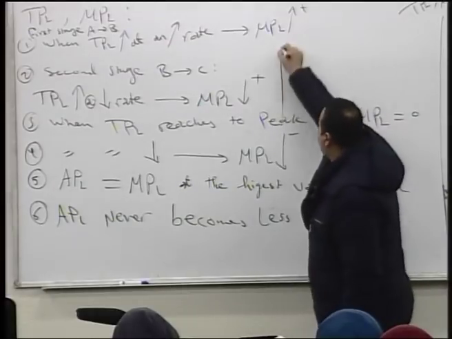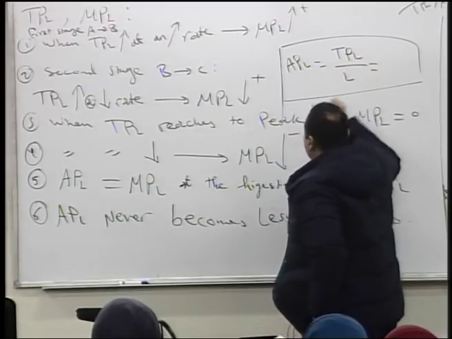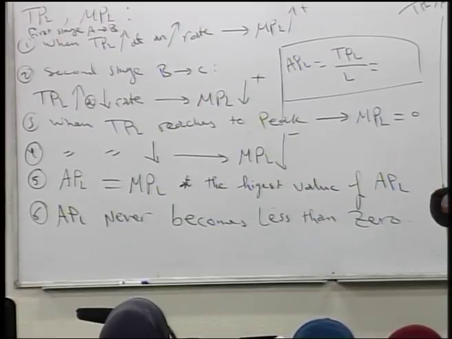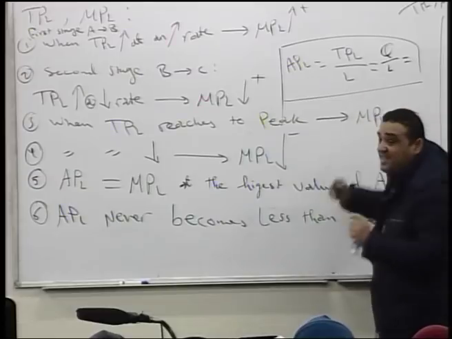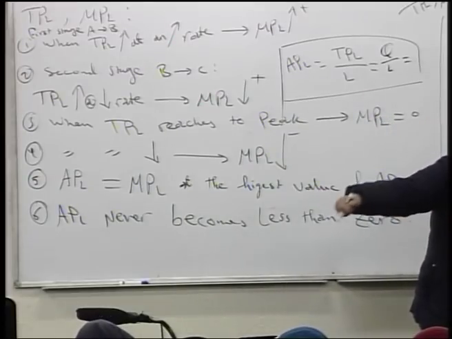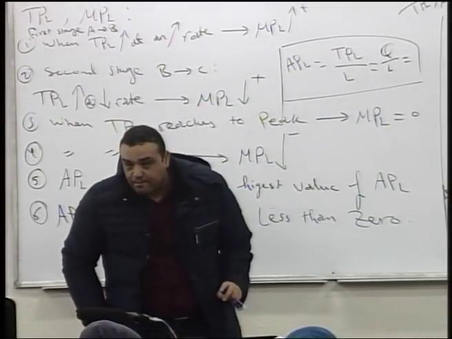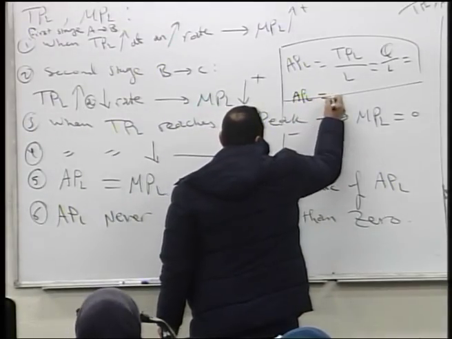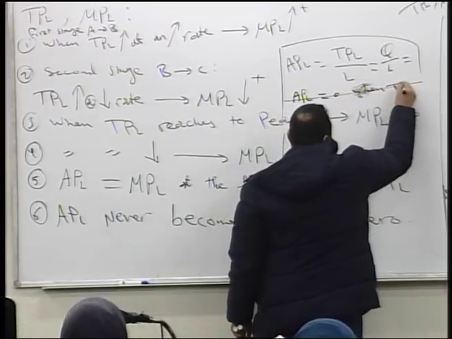APL equals what? APL equals total production labor over L. When does this become zero? If we brought all the workers and employed them and they produced nothing. If the total output equals zero, in this case average production labor will be zero. Right? So APL will be equal to zero when TPL equals zero.